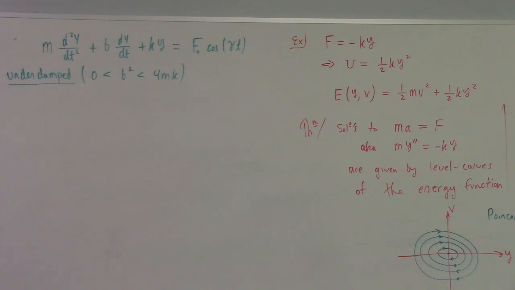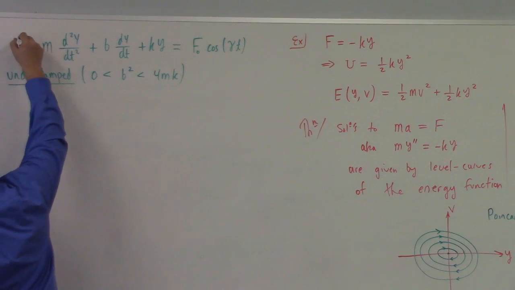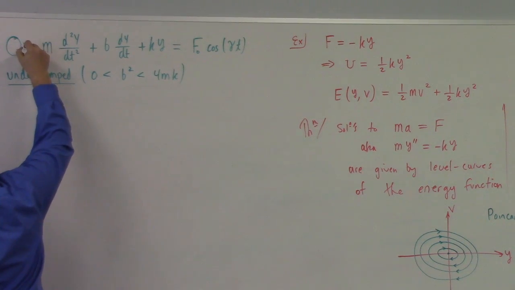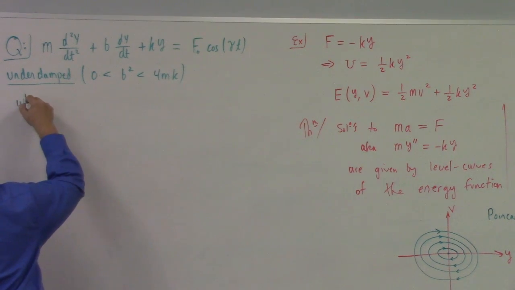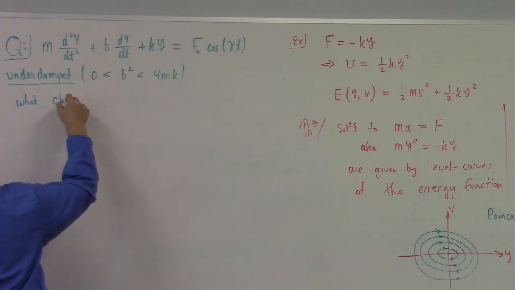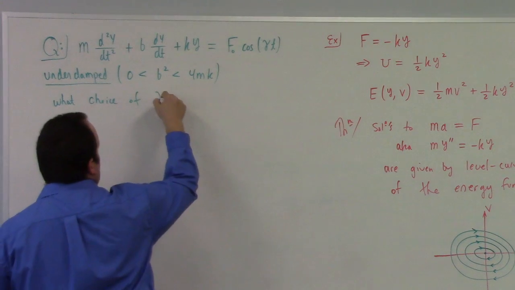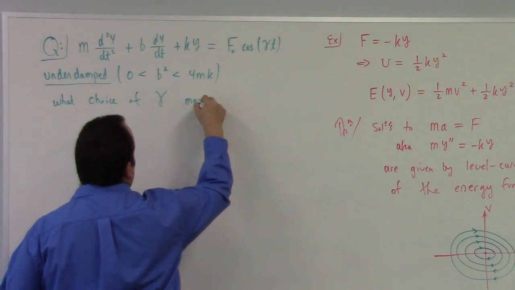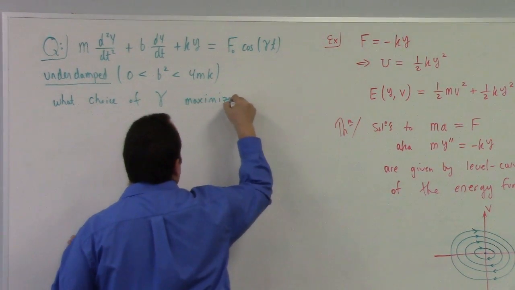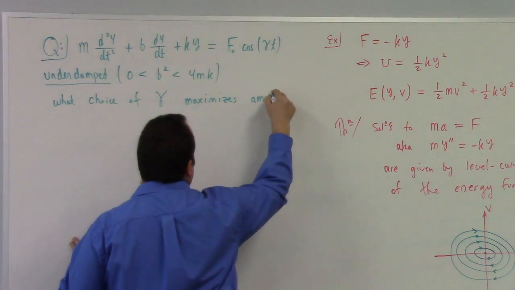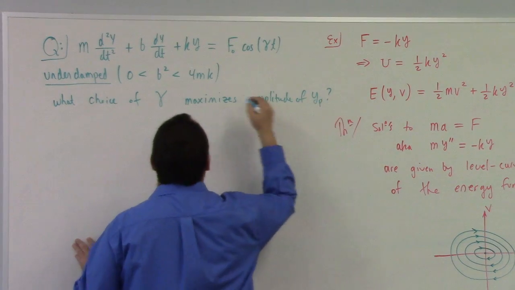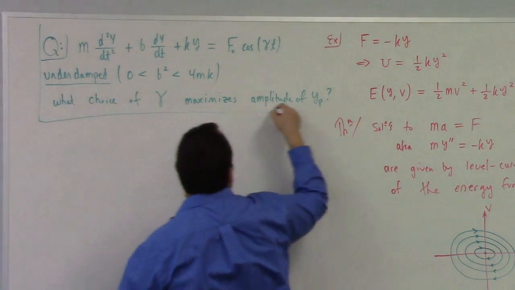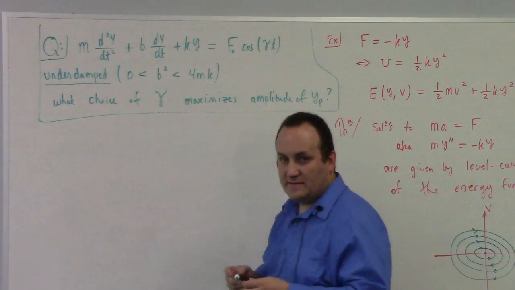Damped case. Okay, so then the problem is this. So the question is this. Given this problem, what choice of gamma maximizes the amplitude of the particular solution? So this is the sort of big boy version of resonance.